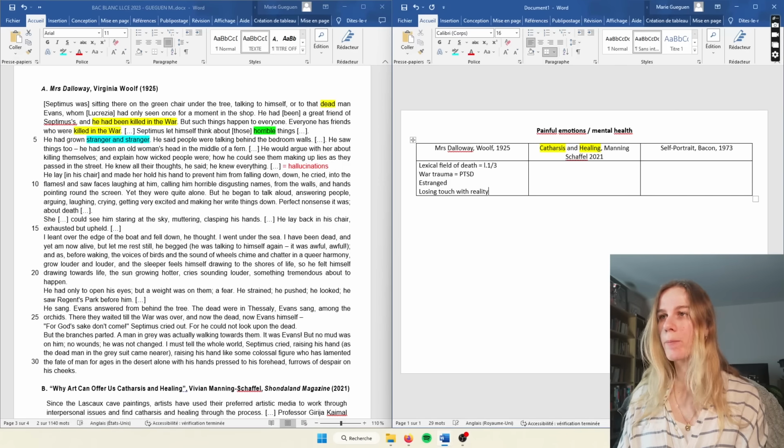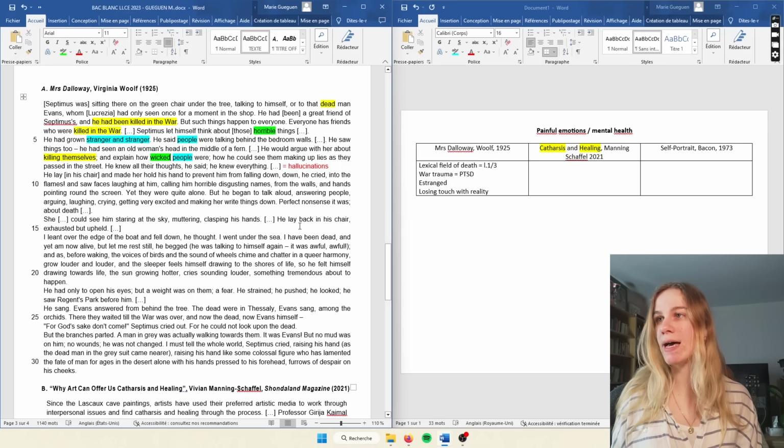So here this is interesting because this goes with the idea of being estranged. There's a form of estrangement. He's being alienated from the rest of the population, and this is why he's describing people as people. Killing themselves, once more, we have the lexical field of death. Wicked, this would go with horrible, so the notion of despair.